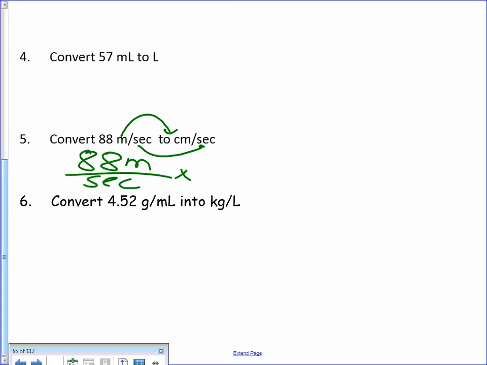So what do I do on my next part? Meters on bottom and what on top? See, I'm going to centimeters per second, right? So I'm taking meters to centimeters, so centimeters go on top. What was your next step?